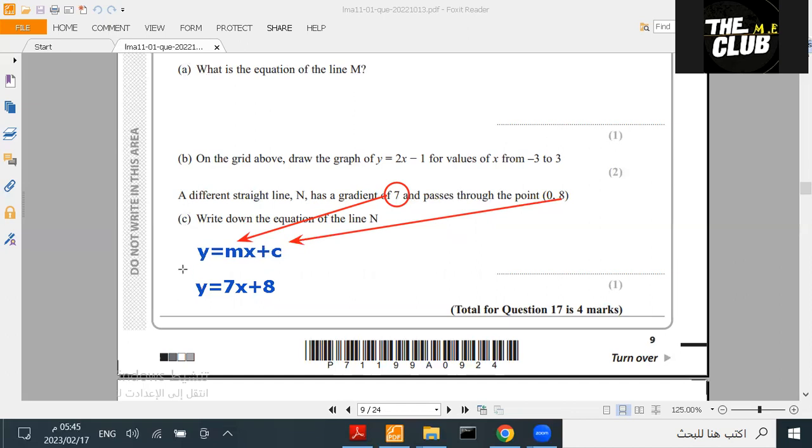So this is the equation of a line that has a gradient of 7 and the y-intercept is 8. That's it for question C. Let's move on to the next question.